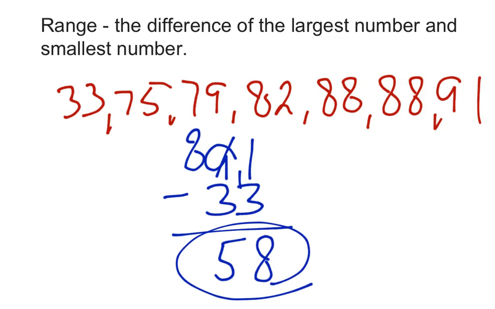There is a difference of 58 total points between the person who scored the best and the person that scored the lowest. That's our lesson for today.